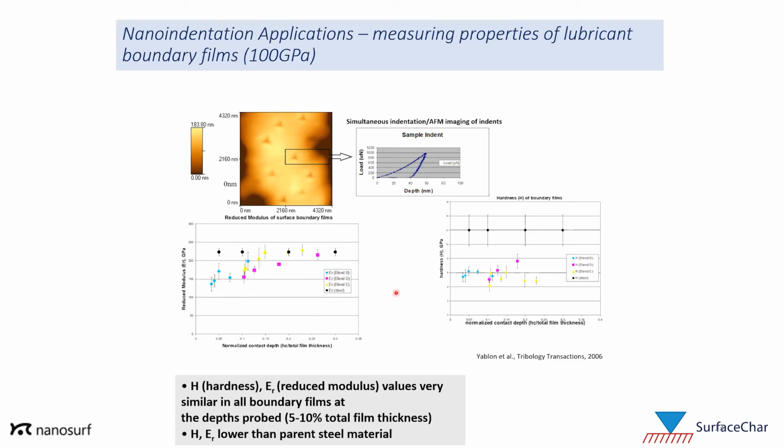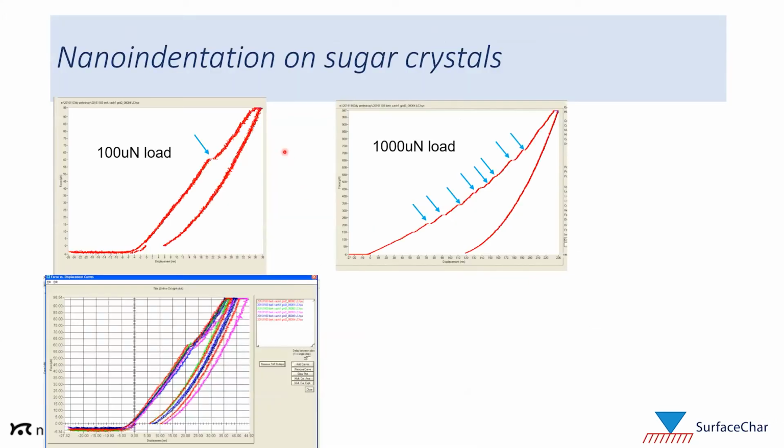So that's what these colored points are: the different lubes. And the black points are the underlying steel substrate. And this is a function of depth. You can see pretty clearly that even already at 15% of the film depth, we were approaching the substrate values. That's that 10% rule I've been talking about. So again, looking at the modulus and hardness of these lubricant boundary films as a function of the chemistry of the lubricant.